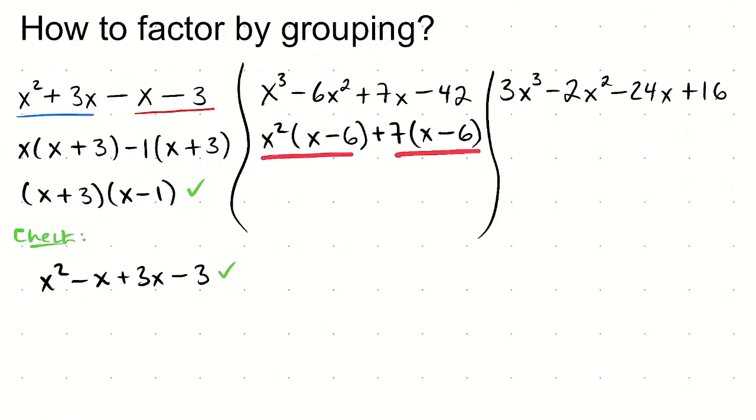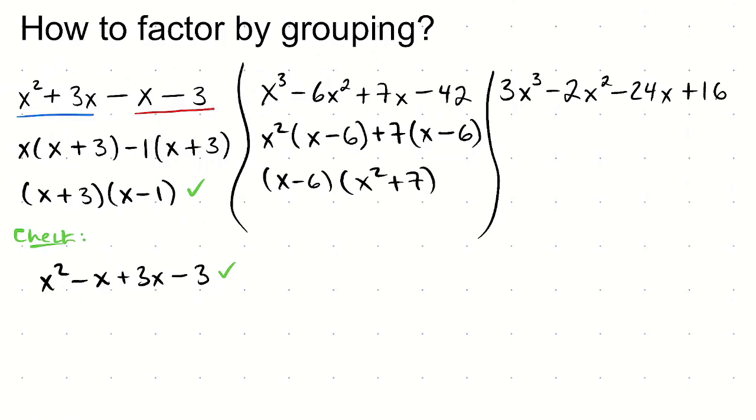And it looks like now both of these terms have an x minus 6 in common, so we can factor by grouping. So again, we're going to do the same thing where we take this and then we factor it out. So I'm going to write down x minus 6 because I just took that outside. And then we have left inside an x squared plus 7.